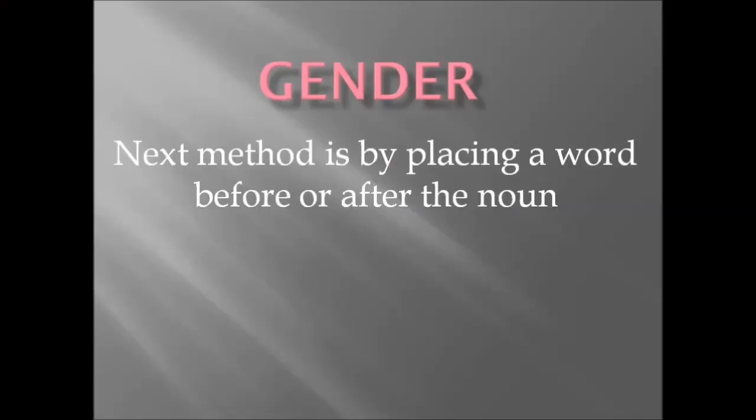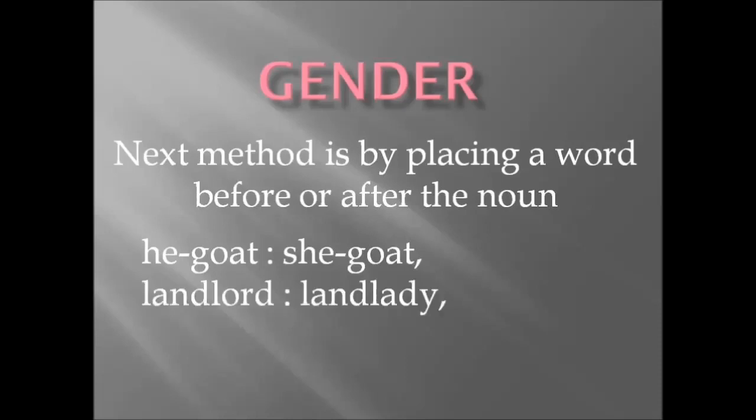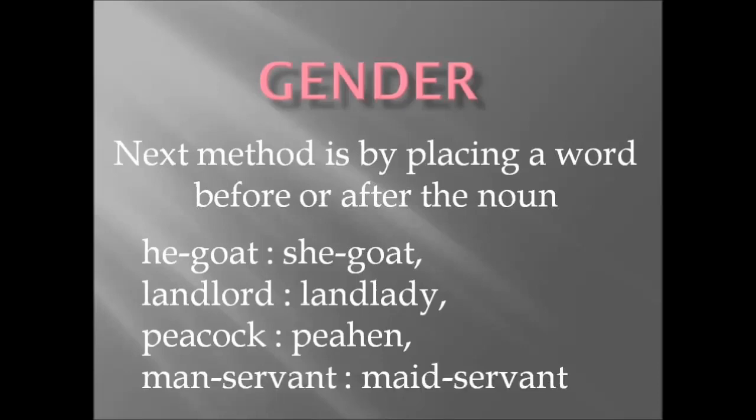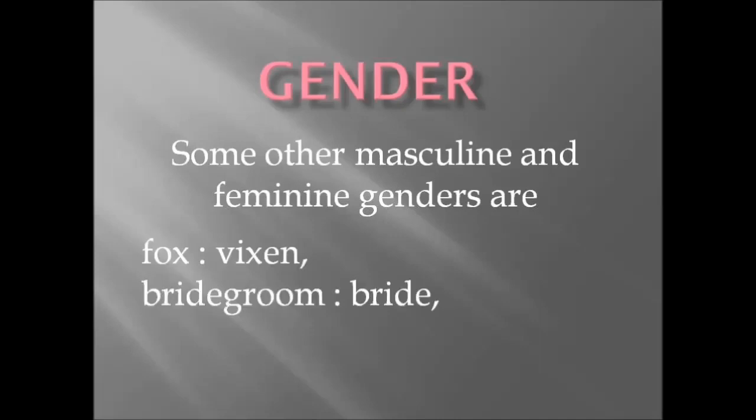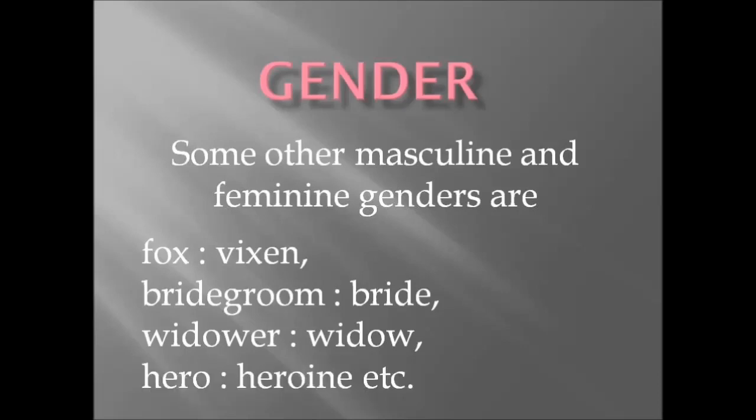Next method is by placing a word before or after the noun. For example, he goat becomes she goat, landlord becomes landlady, peacock becomes peahen, man servant becomes maid servant, and so on. Some other masculine and feminine genders are fox, vixen, bridegroom, bride, widower, widow, hero, heroine, etc.